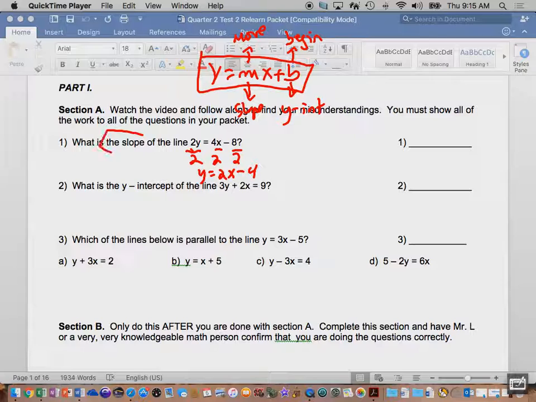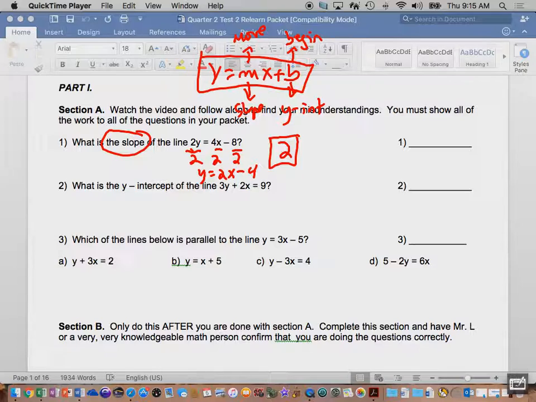The question is, what is the slope? The slope is always the number in front of the x. The answer is 2. One of the most common mistakes that I find kids making, and in every class there's 1 or 2 on every test, that I ask, what's the slope? And they write 2x. And it's not 2x, it's just 2.